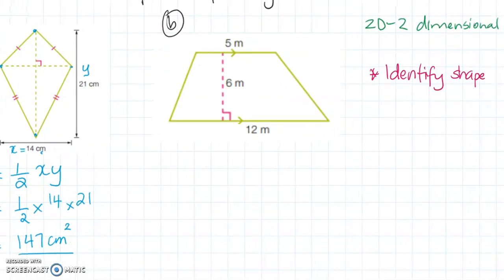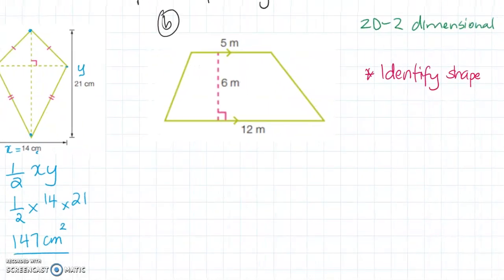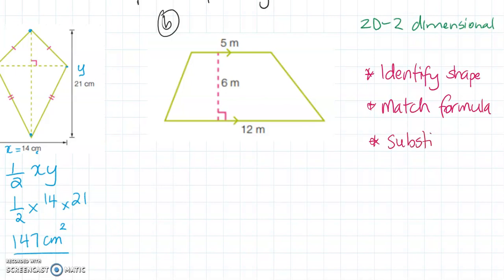So step one, as I said, we identify our shape. Then you match your formula. Once you have matched your formula, you substitute in the formula and evaluate. Evaluate means you're solving it. Simple steps, that's all you need to do.